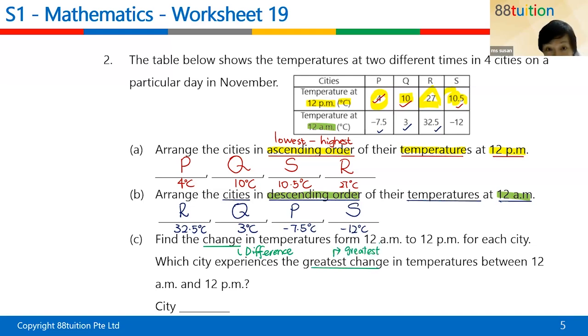So if you are ready, just put in your answer. How did you get your alphabet P, Q, R, S? You have to subtract. That is the greatest difference. Okay, so you have to do it for city P. Let's take a look at city P. P has 4 and minus 7.5. So meaning to say you must use the higher temperature. Okay, probably I'll do it here, then that will be enough for P, Q.